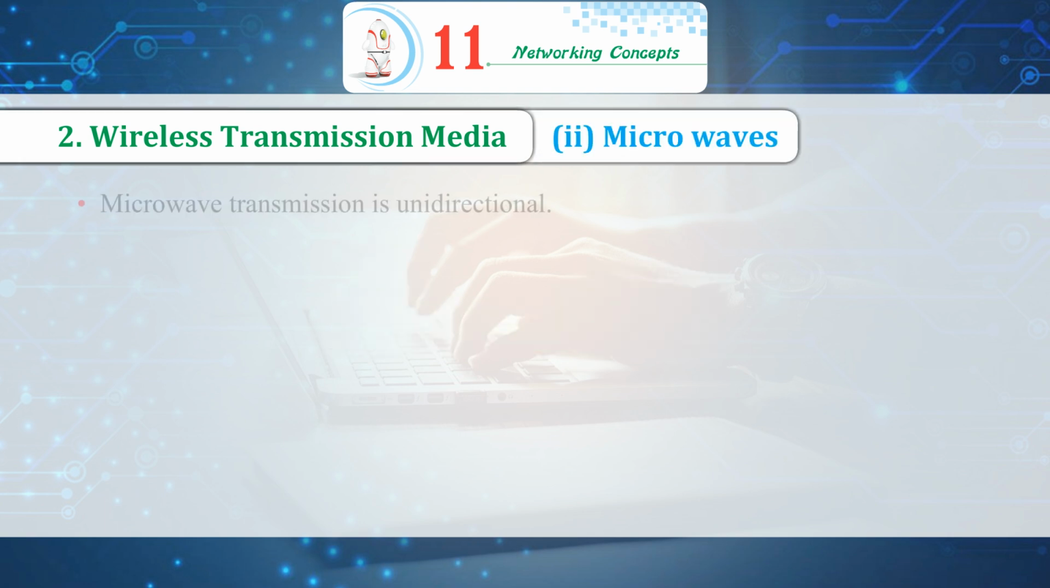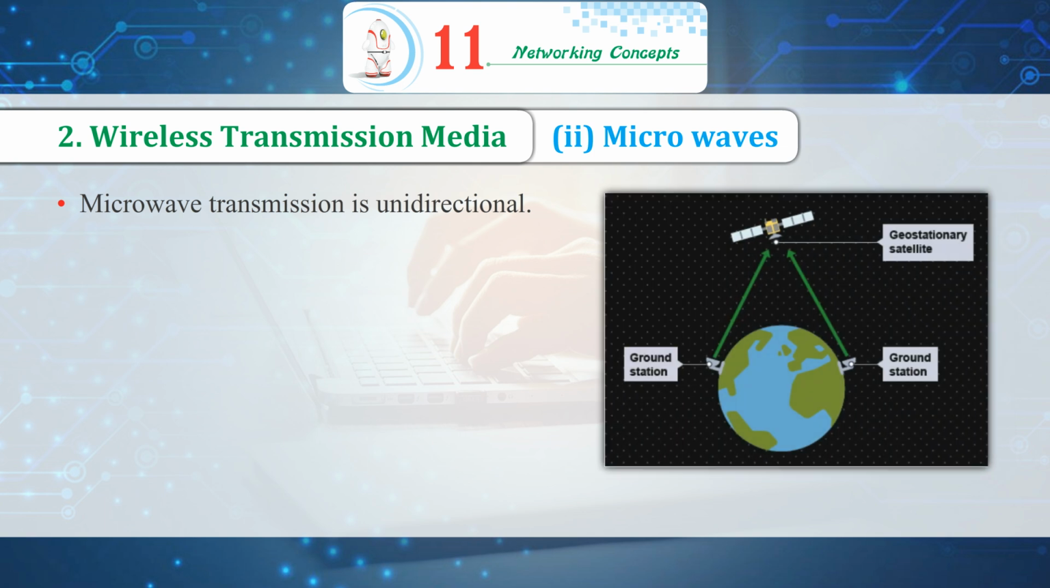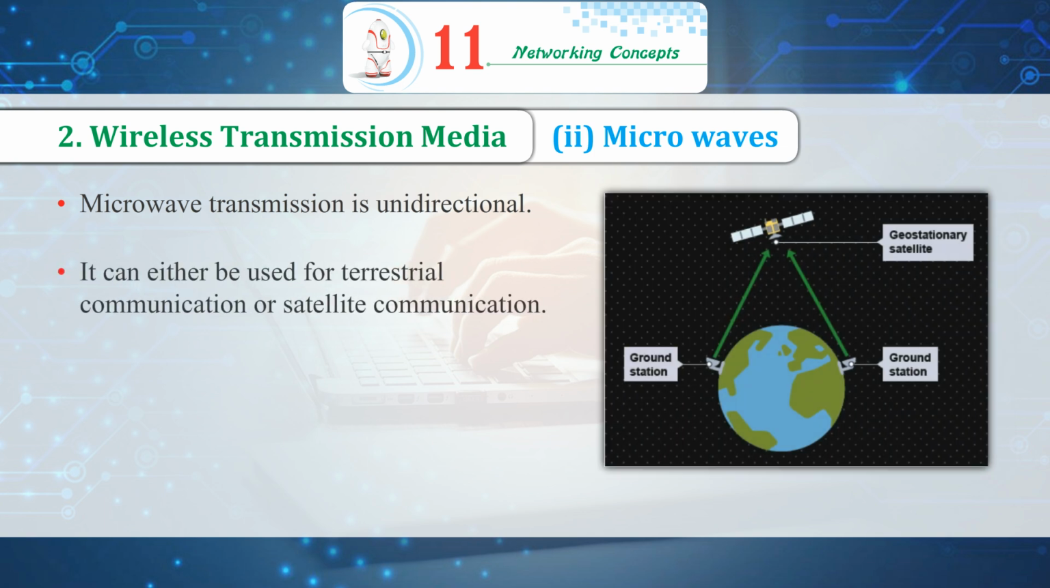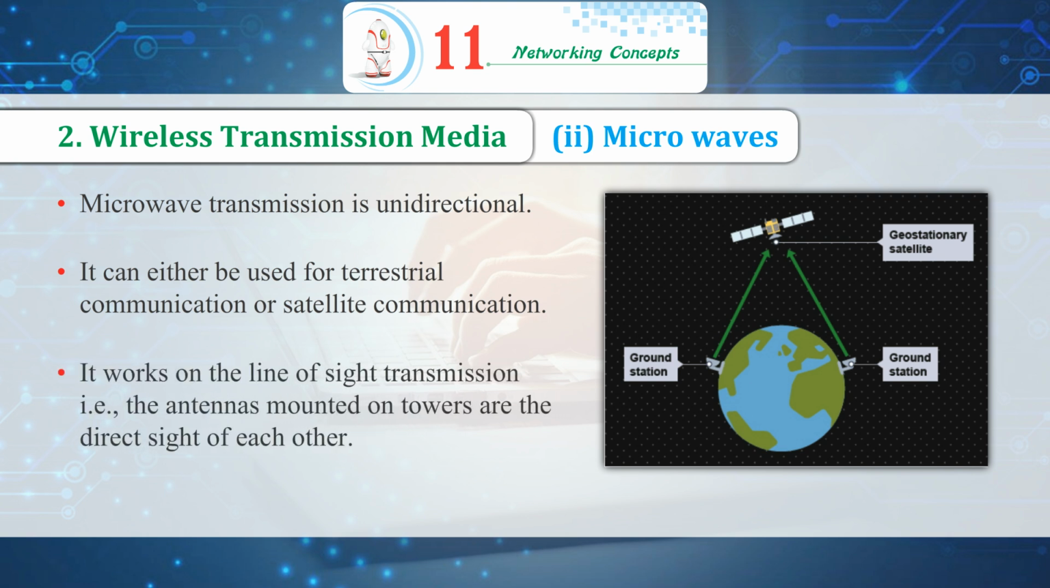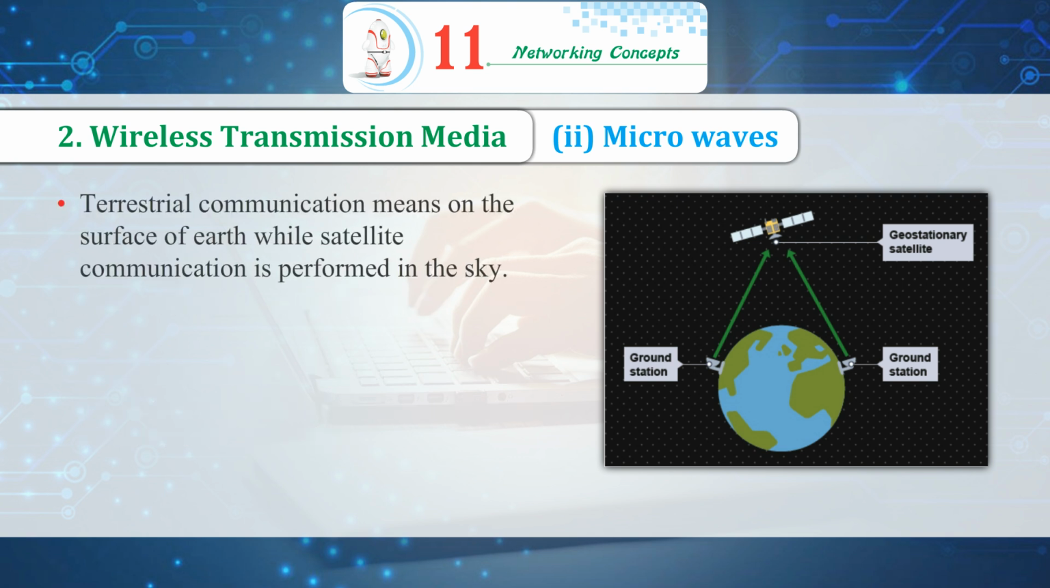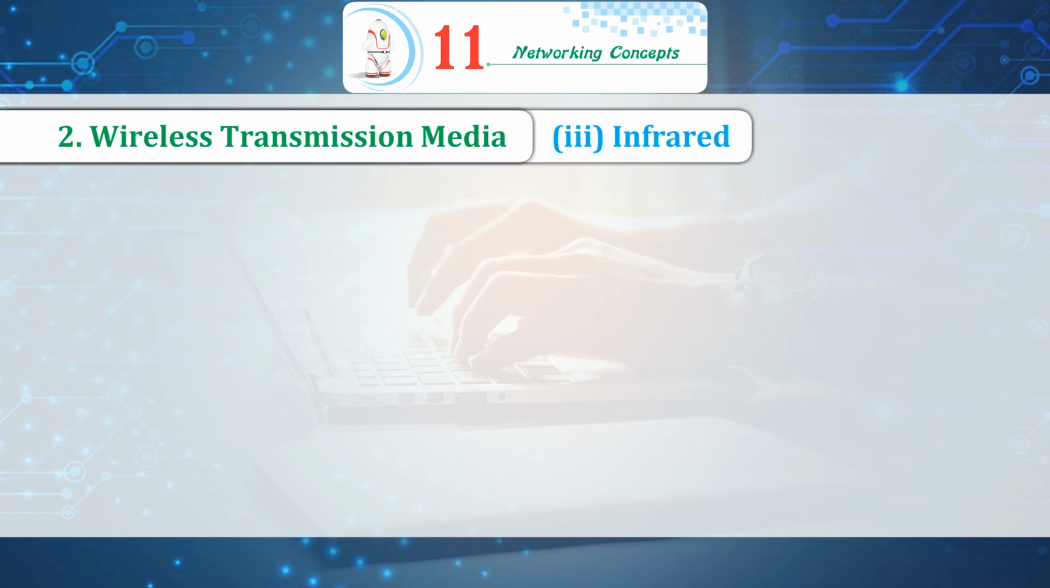2. Microwaves. Microwave transmission is unidirectional. It can either be used for terrestrial communication or satellite communication. It works on line-of-sight transmission, that is, the antennas mounted on towers are in direct sight of each other. Terrestrial communication means on the surface of Earth, while satellite communication is performed in the sky.